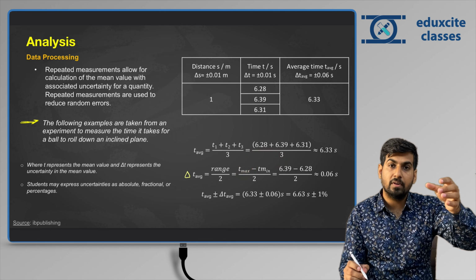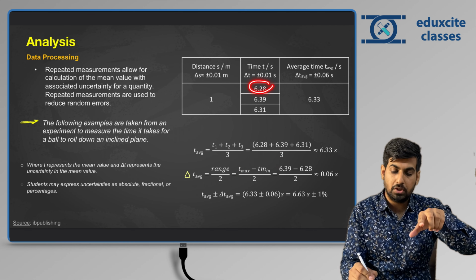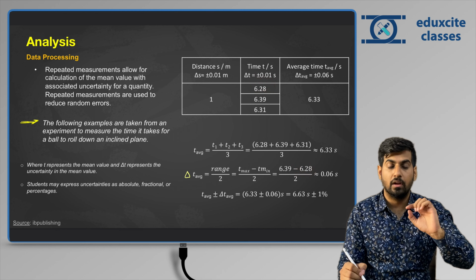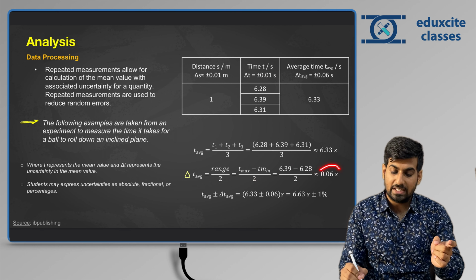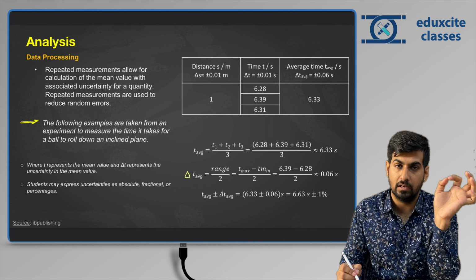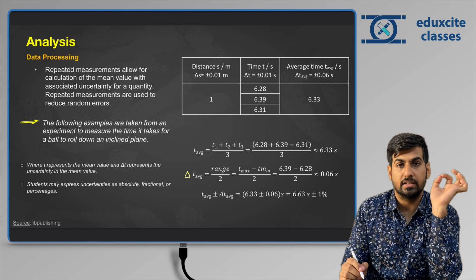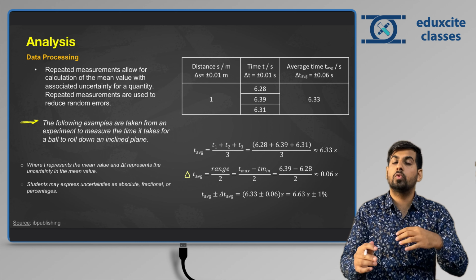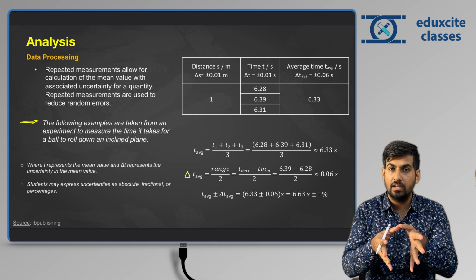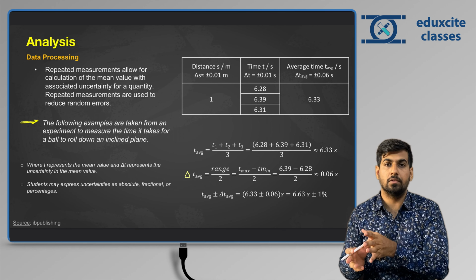What is the minimum time in the same trial? It is 6.28. So 6.28 minus 6.28 divided by 2 gives you 0.06 second, nearly, rounding off. So I have written this at the column heading itself. I hope it is clear how to calculate the uncertainty of the average value.